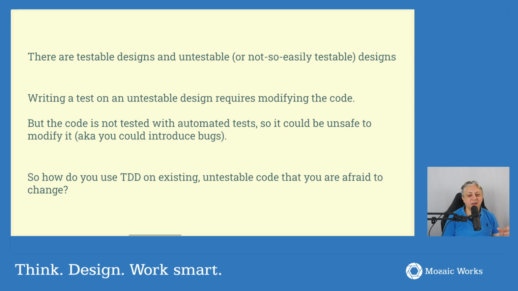So we have a problem, right? There are testable designs and untestable or not so easily testable designs. Writing a test on an untestable design requires modifying the code. But the code is not tested, so it could be unsafe to modify it, which means you could introduce bugs. So then how do you do this? There is a particular problem here. How do you use test-driven development on existing untestable code that you are afraid to change?